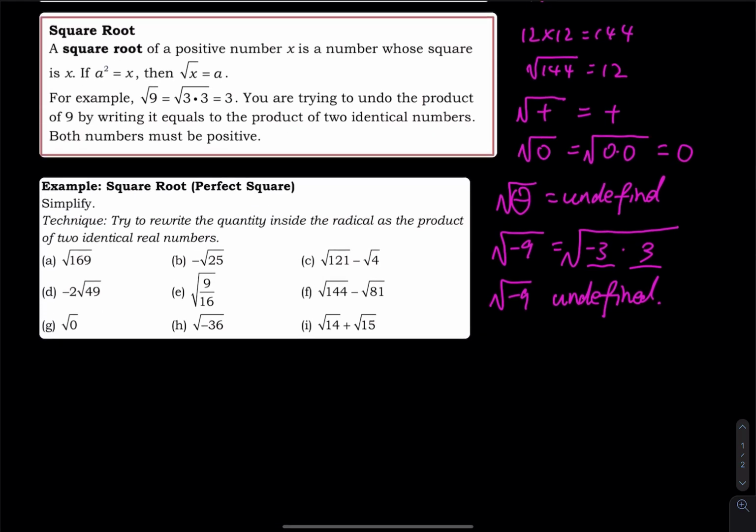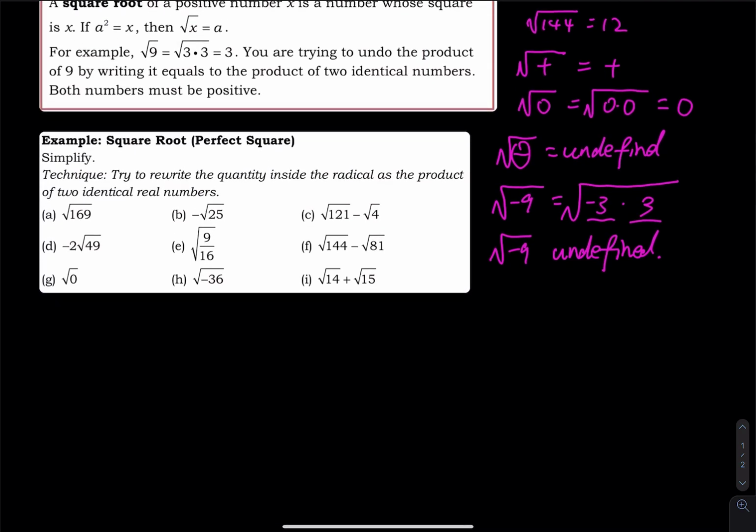So let's do some exercises. I have some square roots for you. I would like you to tell me what each equals without using a calculator. So A, we have the square root of 169, right? 169 is equal to 13 times 13. You should practice your number sense a little bit. So 13 times 13, they are identical. So the whole thing is equal to 13.